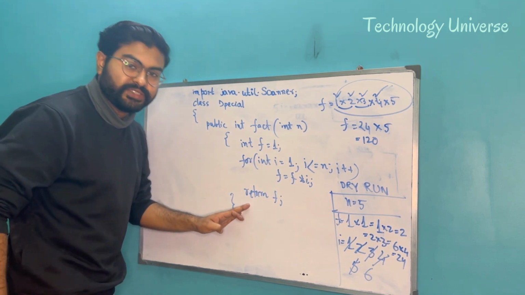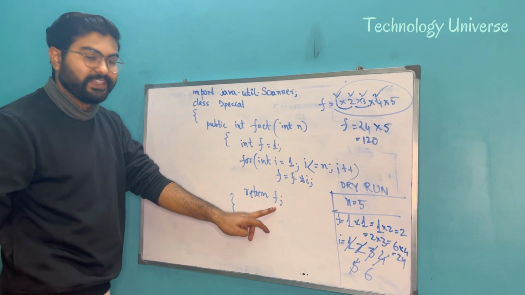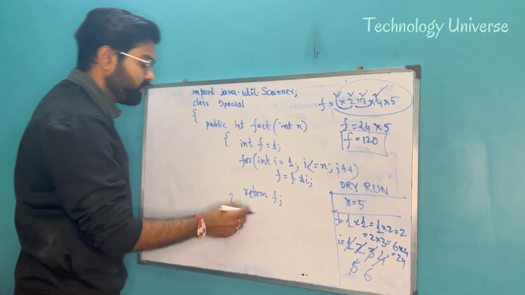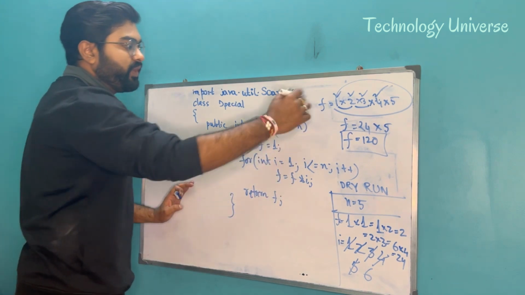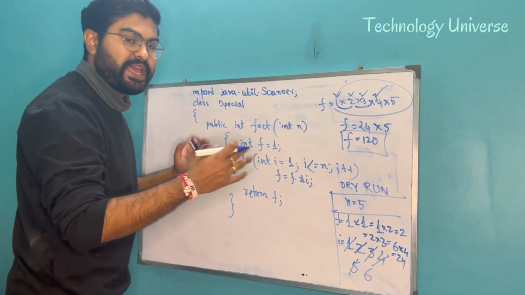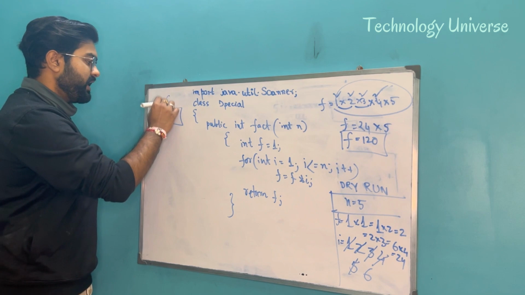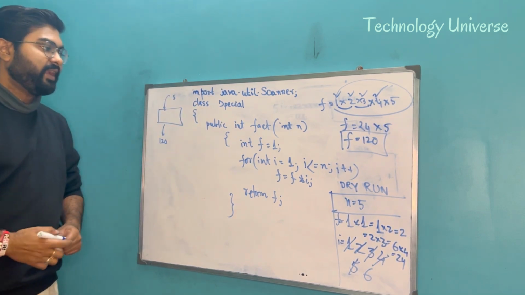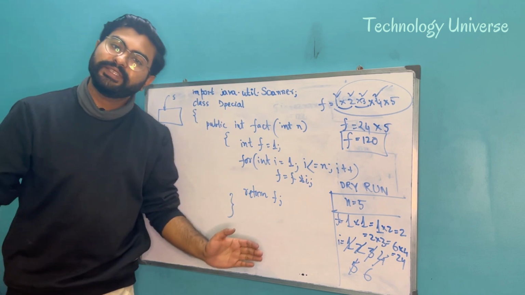Outside the loop we have a return statement. So we have to return the value of f. The value of f is 120. So this method will return us 120 if we give 5 here. So it is acting as a black box. If we enter a number, we would get the factorial. Okay, so that part we have achieved. So the factorial part is done.